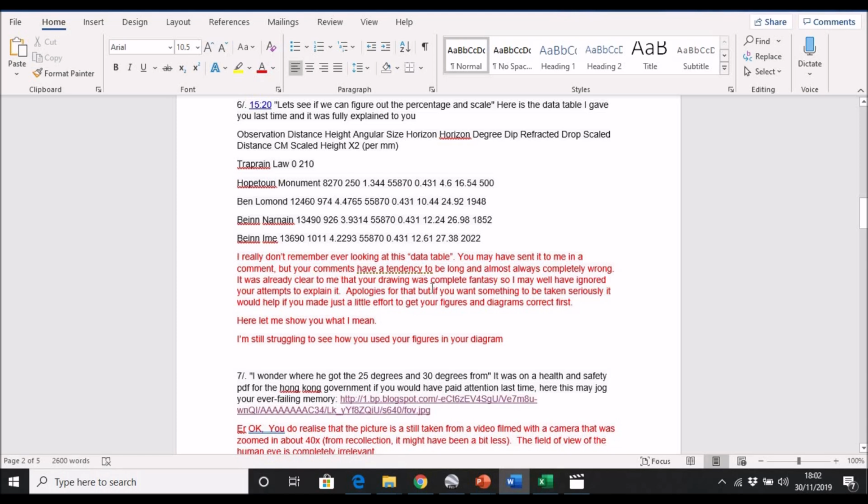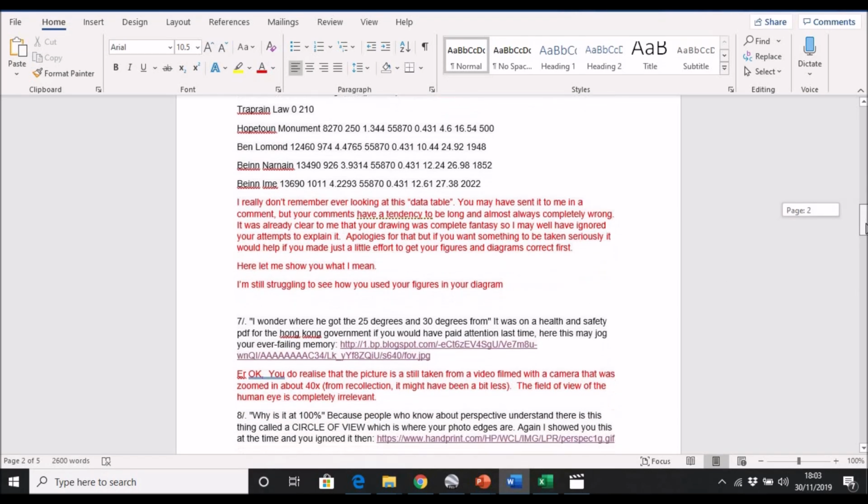I don't remember looking at this table before. You may have sent it to me in a comment, but as I said, your comments have a tendency to be long and almost always completely wrong. And it was already clear to me that your drawing was complete fantasy. So I may well have ignored your attempts to explain it, or looked at these figures at the time and thought, well, they're wrong, so what's the point? Apologies for not taking it more seriously at the time. But if you do want something to be taken seriously, it does help if you make a little effort to get everything correct first.